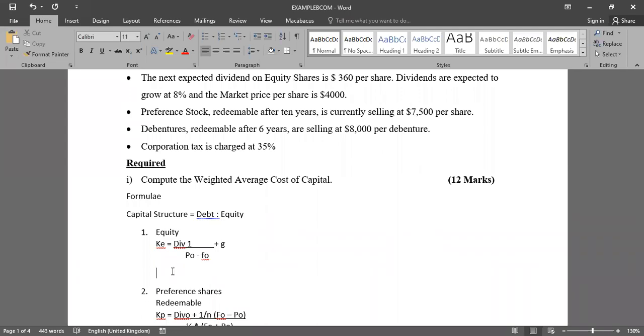So div1, sorry. Whenever it's not given, it's the same as div naught, which is the old dividends that they paid, times 1 plus G. That's if it's not given. But if they say expected dividend is this, use it the way it is. So let's go and see from our question.